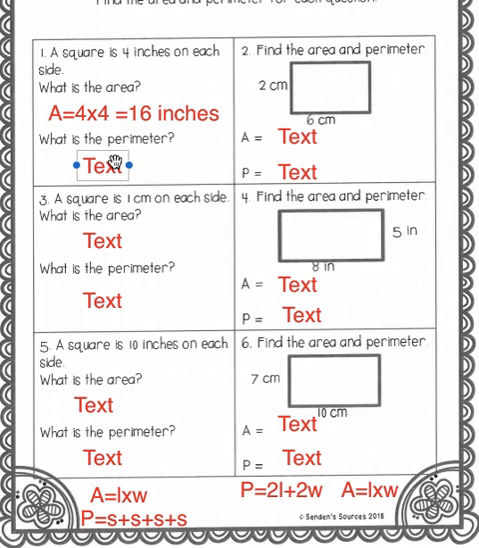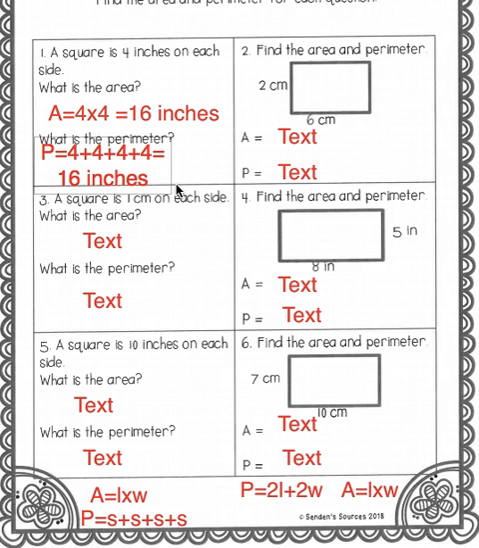All right, and then for perimeter, we're going to add up the 4 sides. Again, a square has 4 equal sides, so all the sides would be equal to 4 inches. So 4 plus 4 plus 4 plus 4 equals, 4, 8, 12, 16. So this would be 16 inches.